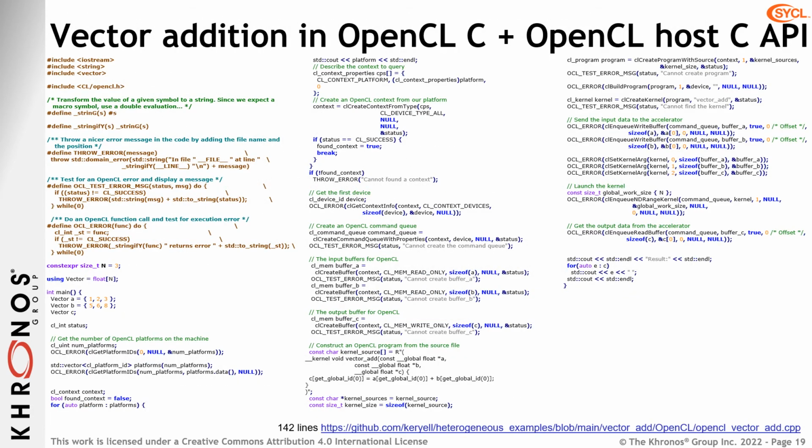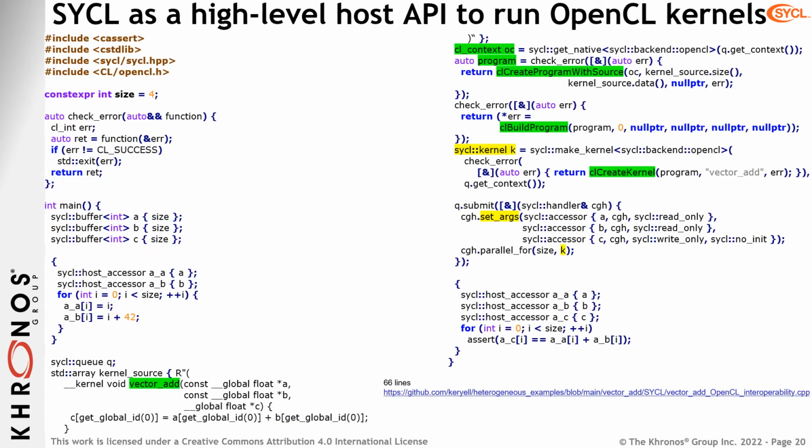For example, we can start with a simple OpenCL program, which includes an OpenCL C code in the middle, among a lot of OpenCL C API. So at the end, you will have something like 142 lines of code. But we can rewrite this OpenCL program by replacing most of the C host API by SYCL code.